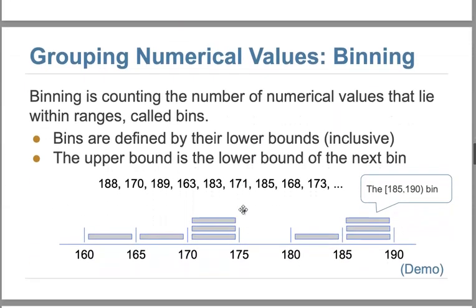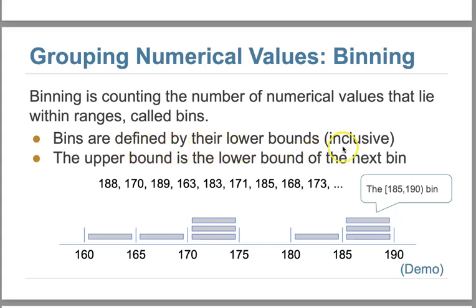So the first thing, we can create something like the bar chart for categorical data, but for the numerical attribute. One thing is we have to group the numerical values. This we call binning. Binning is counting the number of numerical values that lie within a range. We call those the bins. The bins are defined by their lower bounds.